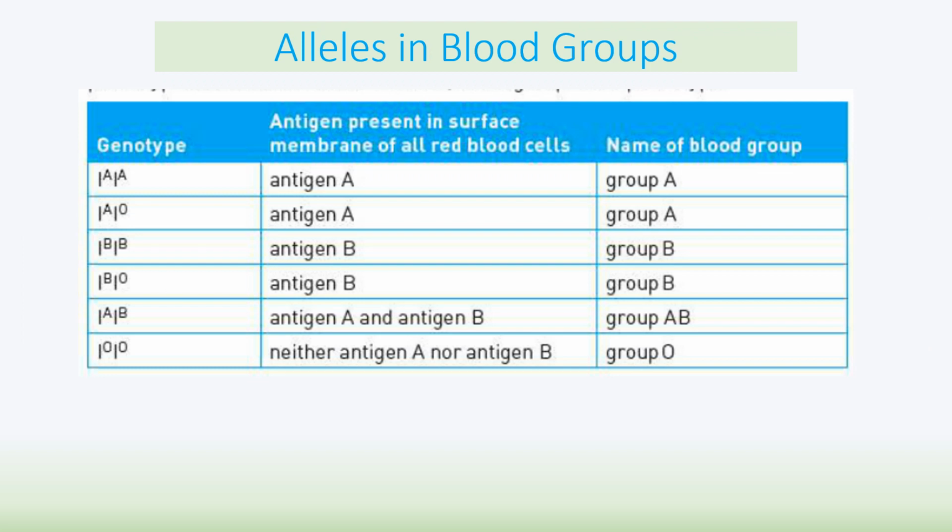This one we've got double A. So they will be group A. This one we've got AO, so that is group A as well. BB is group B, BO is group B, AB is group AB, and OO is group O. And that is because they'd have neither the A or the B antigen. So in this respect, A and B are codominant of each other, but both of those are dominant over the O.